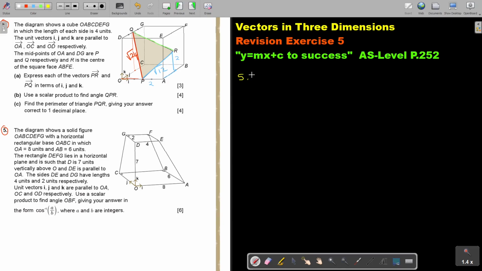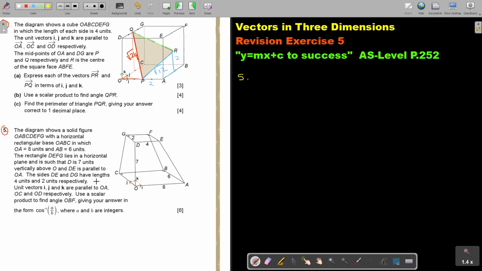The diagram shows a solid figure with a horizontal rectangular base OABC, which is 8 and 6 units. The rectangle DEFG lies on the horizontal plane such that D is 7 units vertical. So that's very important. Vertical above O. And DE is parallel to OA. So DE is parallel to OA.